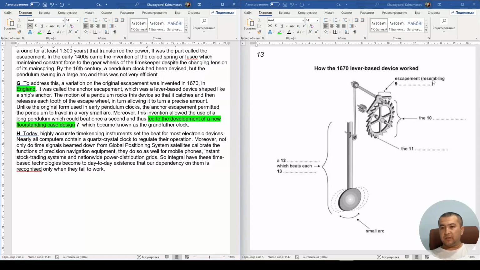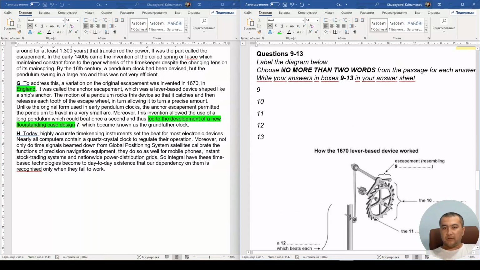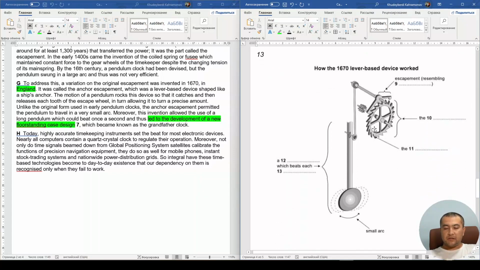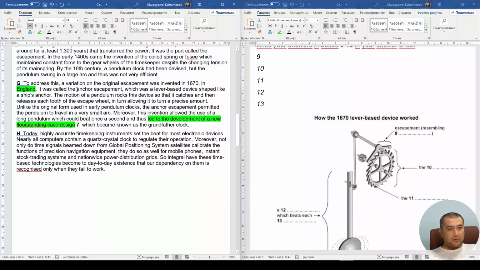So escapement resembling something, a something which beats each something, and it's called small arc, right? And the most important thing is that it's no more than two words or a number. As long as I know, we don't need a number here. That's why it's just about words. So escapement something resembling something, right? It was called the anchor escapement, which was a lever-based device shaped like a ship's anchor. Like means resemble here, right? And a ship's anchor could be a perfect answer.